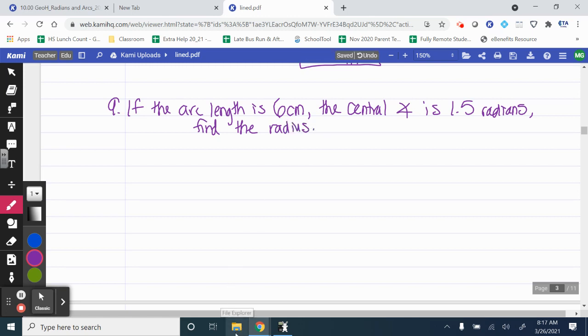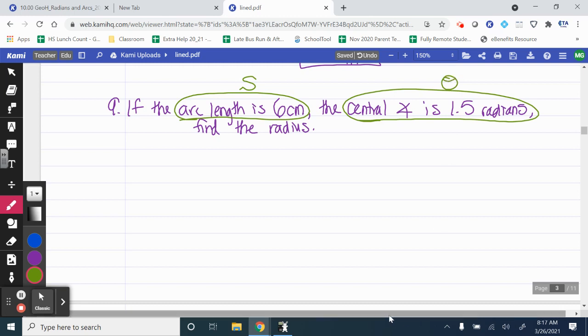All right. So we know that the arc length is 6 centimeters. So we call that S. We know the central angle is 1.5 radians. We call that theta. And we're trying to find R. So pause the video and write down what formula could we possibly use here? What formula has these variables in it? And hopefully you wrote down S equals R theta.